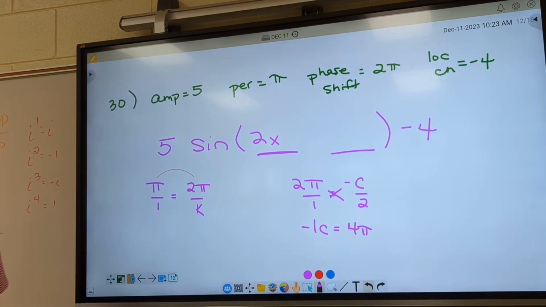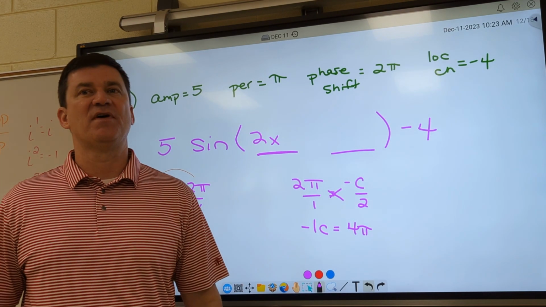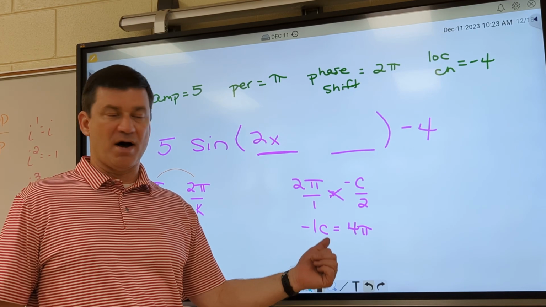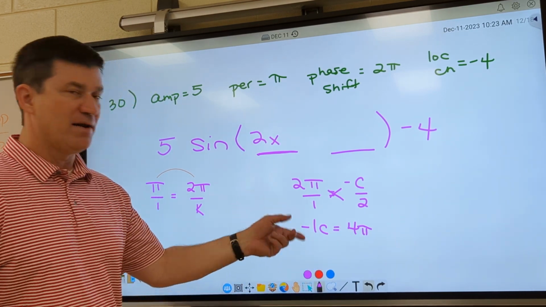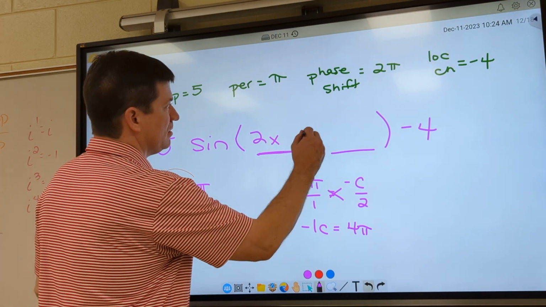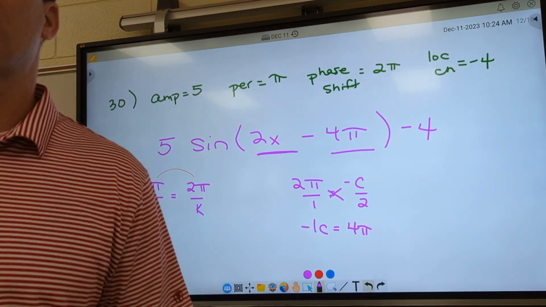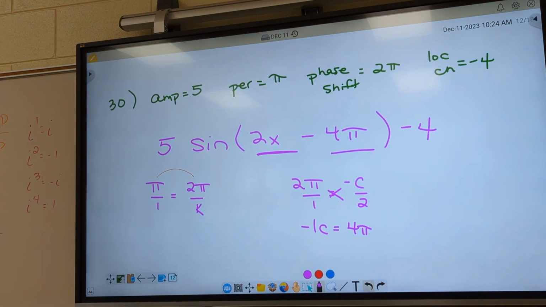So the only question is now, what do I put in the calculator? How do you know what you divide by? Whatever has the c is what goes on the bottom. So 4 pi divided by -1 is -4 pi. All right, and that's how you do 30 and 31. What if I did cross multiply? We still get the same.